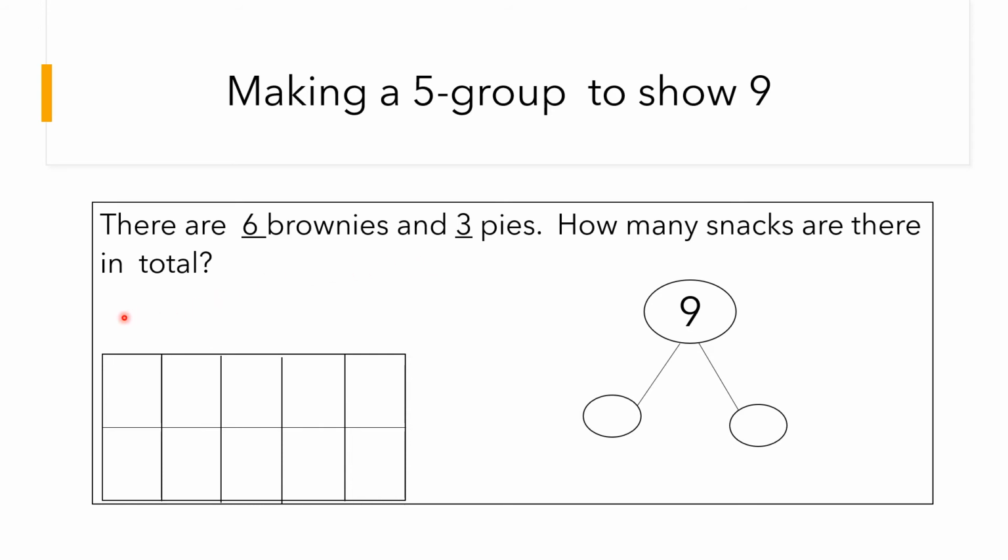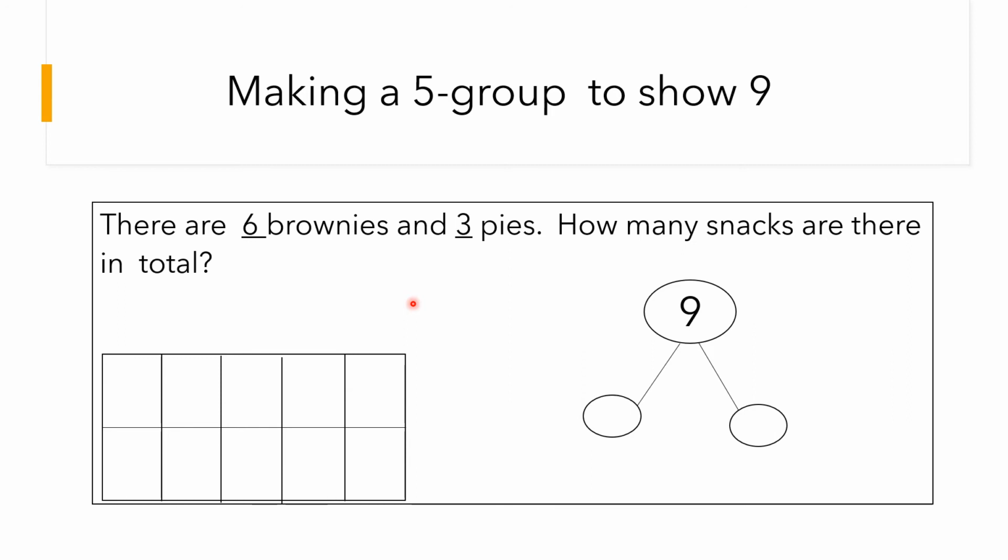Now, our job is going to be to complete a 5 group of 9. Remember, a 5 group keeps your counting organized. Remember, we start with 5 at the top and the rest of our circles at the bottom. We also want to make sure we show the 2 parts differently. So you're going to want to color some circles in and leave some circles clear. Are you ready?